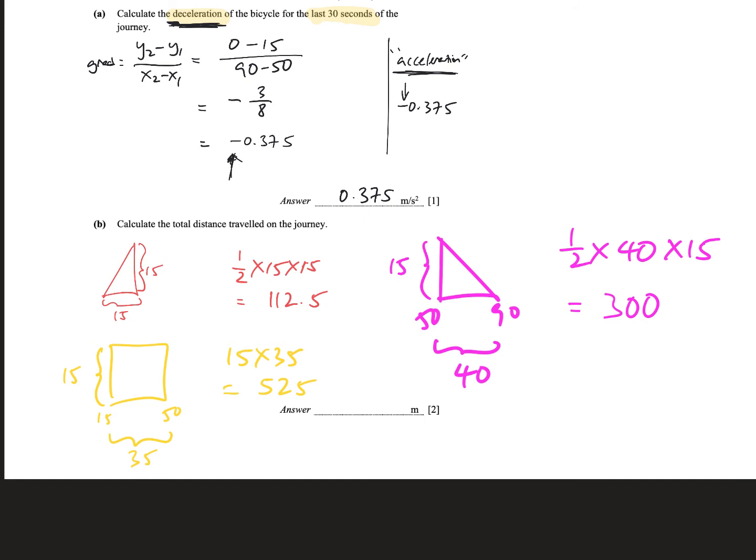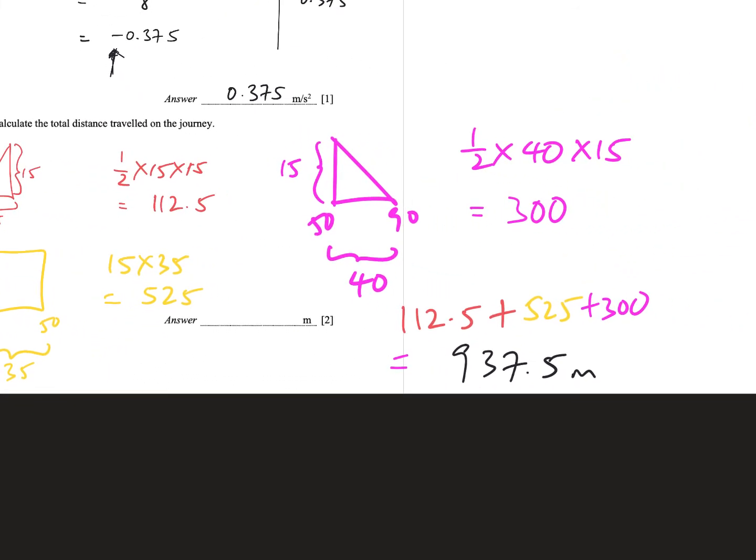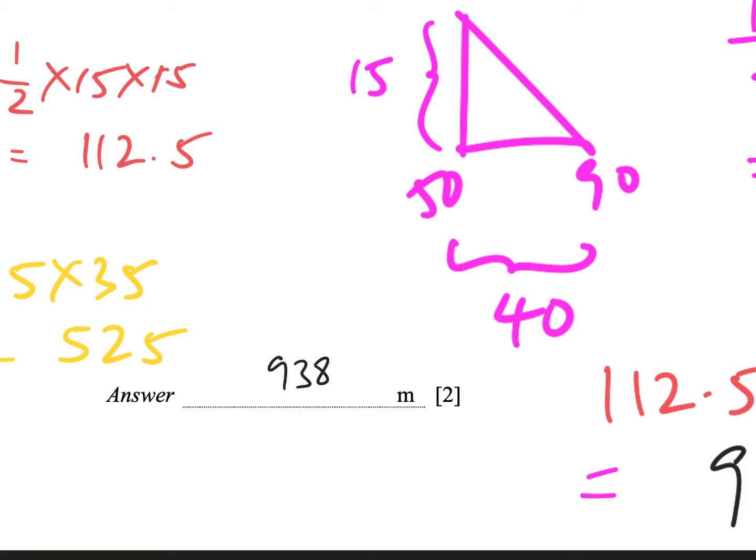And so there we go. We can now add up all the areas. So we have 112.5 plus 525 plus 300, and the result is 937.5 meters. And of course, if you want to round it to 3 SF, then we would say it is 938 meters in 3 SF. So you can just write it down there. There you go.